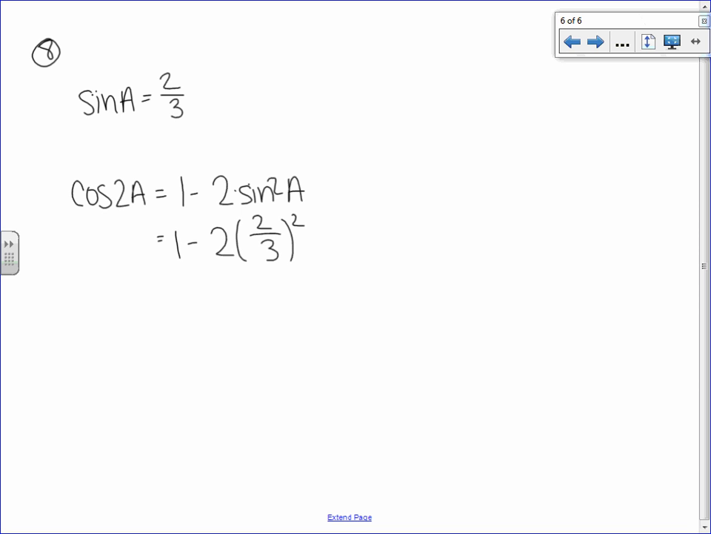8 gives us sine A being equal to 2/3. We want to find cosine of 2A. Again, looking at the reference sheet, there are a couple different choices for cosine. We are going to use the one that just uses sine. So that's 1 minus 2 times sine squared A, which is 1 minus 2 times 2/3 squared. 2/3 squared is 4/9. And 2 times 4 is 8. 1 minus 8/9 is 1/9. And that is the final answer.